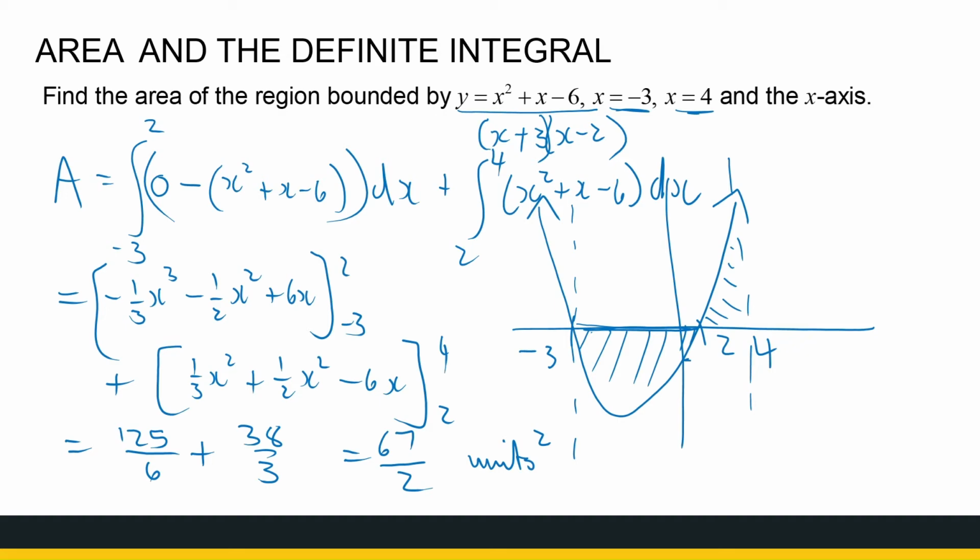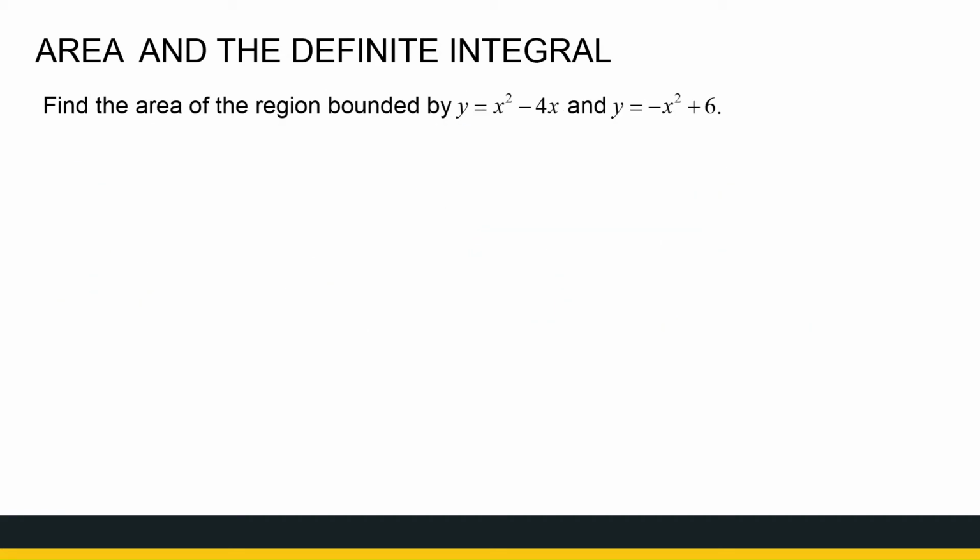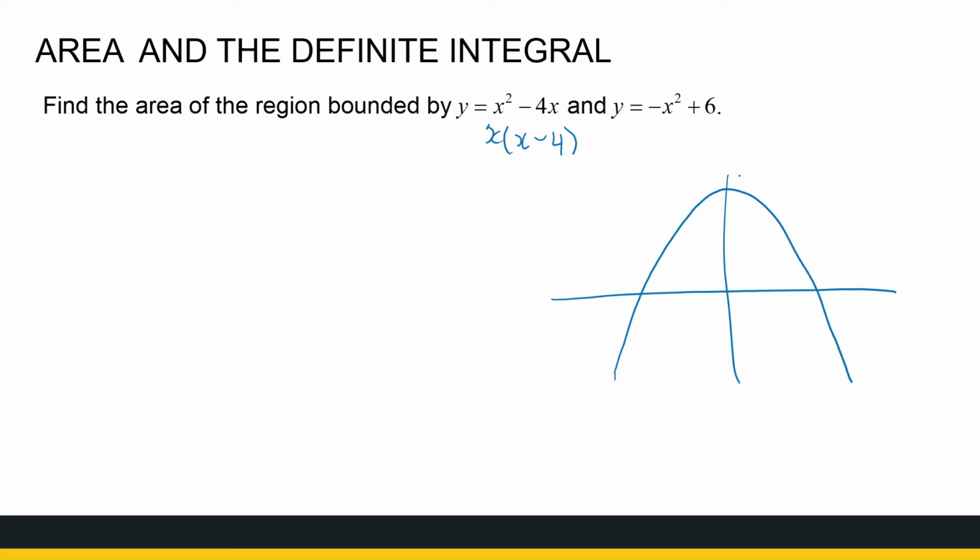All right, let's look at another one. Find the area of the region bounded by y equal to x squared minus 4x and y equal to minus x squared plus 6, just those two functions. All right, so now let's see what we're doing. If I just sketch that, that is x squared minus 4x, and this is minus x squared plus 6. Let's see what I need. Minus x squared plus 6 looks like this. So this is 6. I do not have my x-intercepts. It's minus root 6 and root 6. Let's see if we need them.